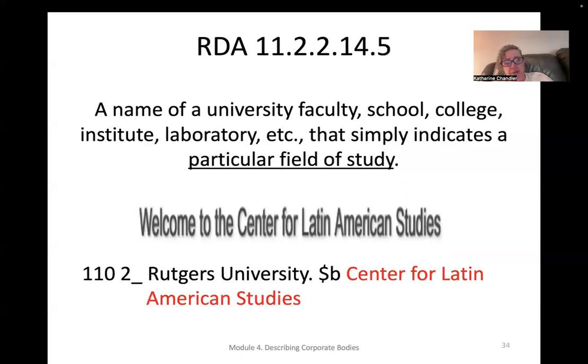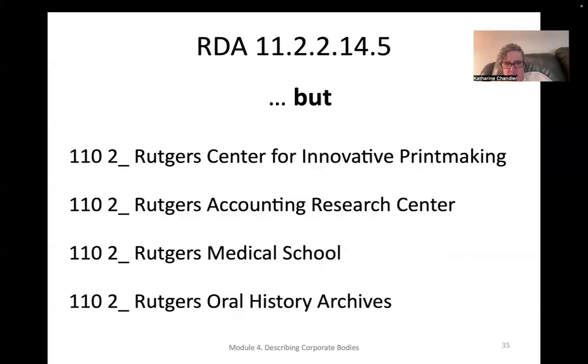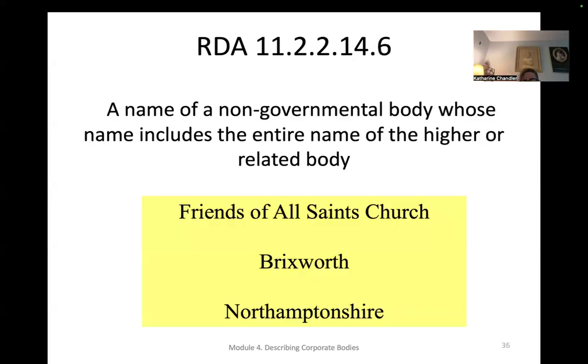A name of a university, faculty, school, college, institute, laboratory, etc., that simply indicates a particular field of study. Rutgers University Center for Latin American Studies. Rutgers Center for Innovative Printmaking, Rutgers Accounting Research Center, Rutgers Medical School, Rutgers Oral History Archives.